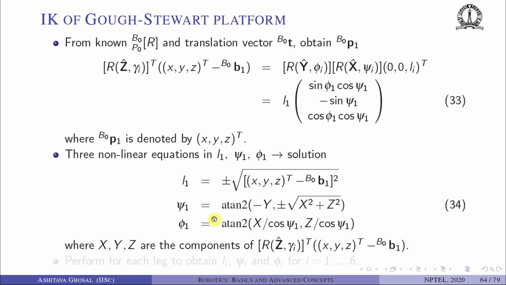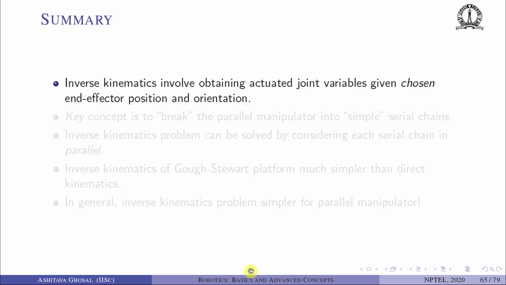Okay, and what are x, y, z? They are nothing but the components of the left hand side. So x, y, z are the components of this rotation matrix times this. Okay, and we can do this for each leg. There are 6 legs in the Stewart platform, and we can find out the translation at the prismatic joint and the rotations at the U joint, the hook joint at the base.